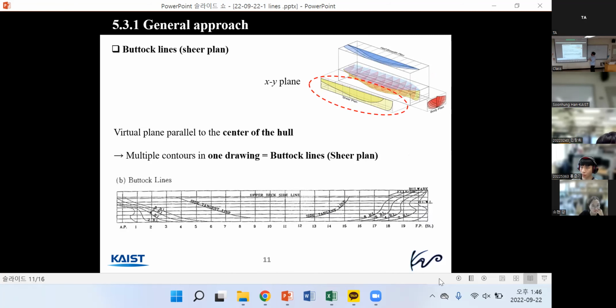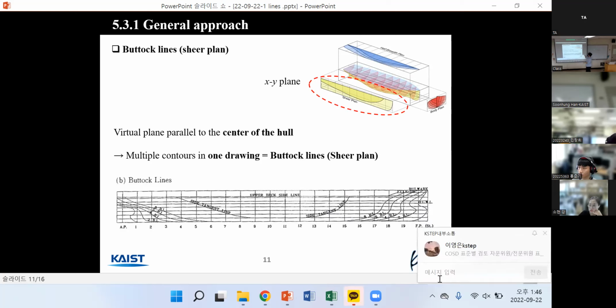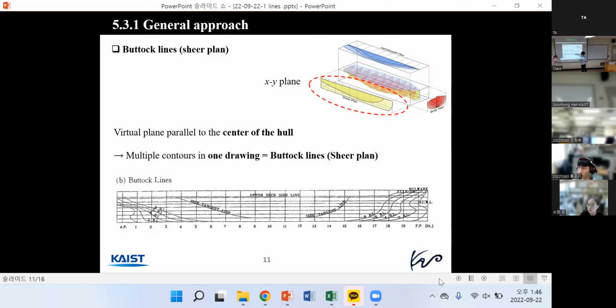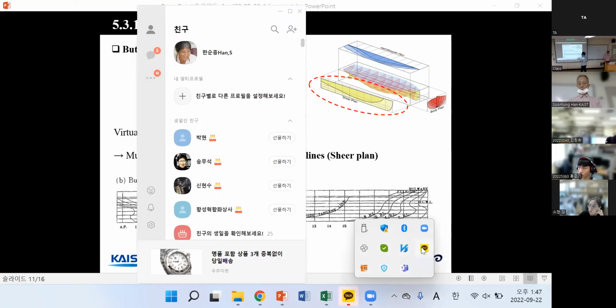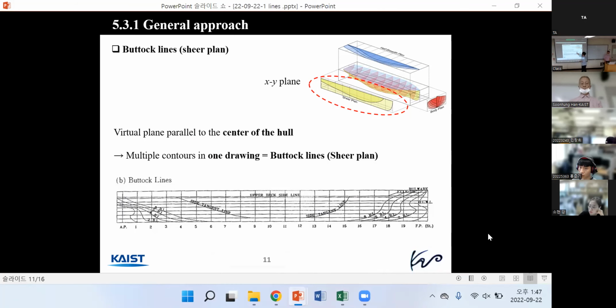The second is the bottom lines, the yellow contours in the schematic. Let's consider the XZ plane along the length of the ship. Let's imagine a virtual plane parallel to the center of the hull, and by applying the same principles, we can get multiple contours and multiple lines, and superimpose them in one drawing. We can construct the bottom lines of the ship. And this picture is an example of bottom lines composed from a three-dimensional ship.